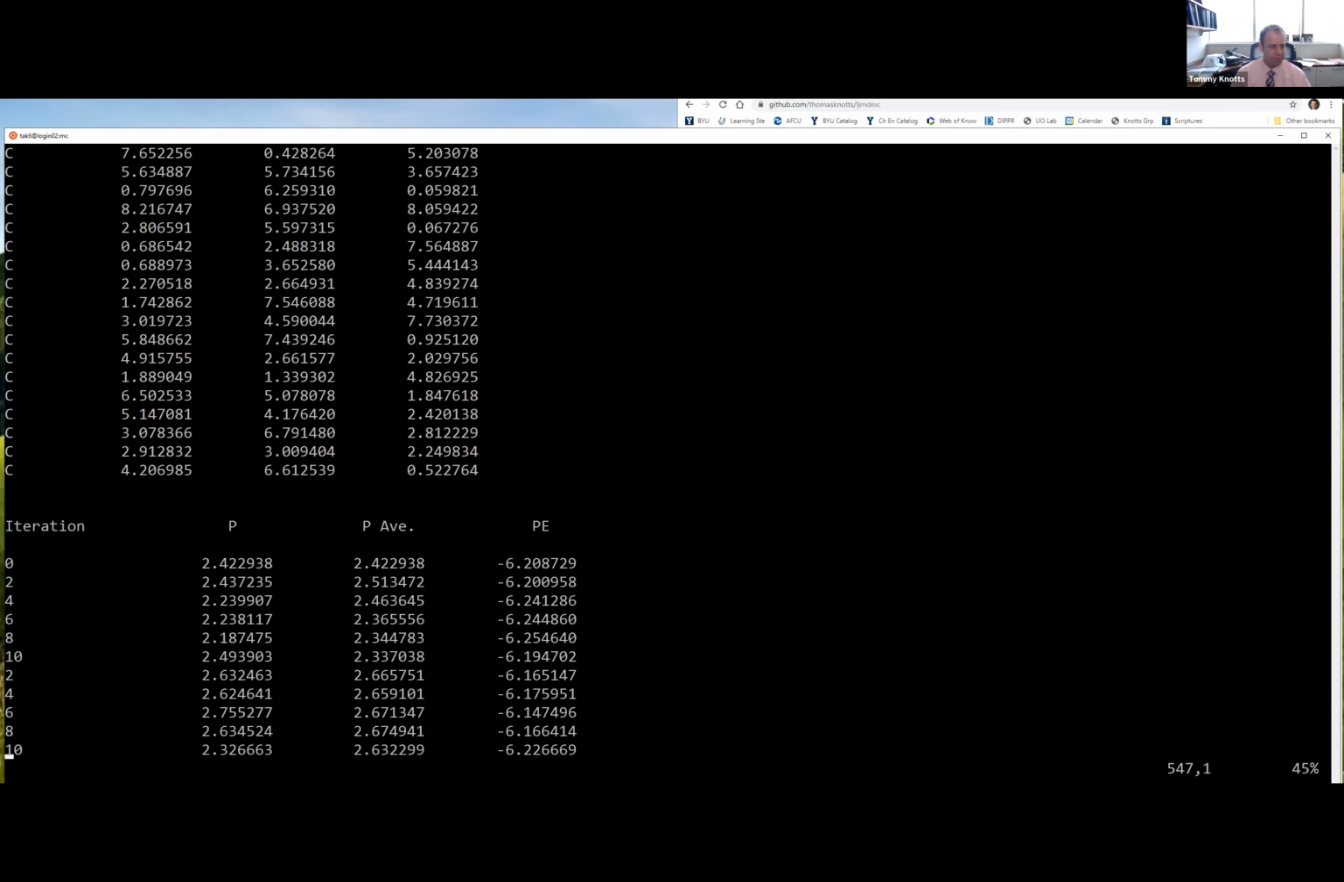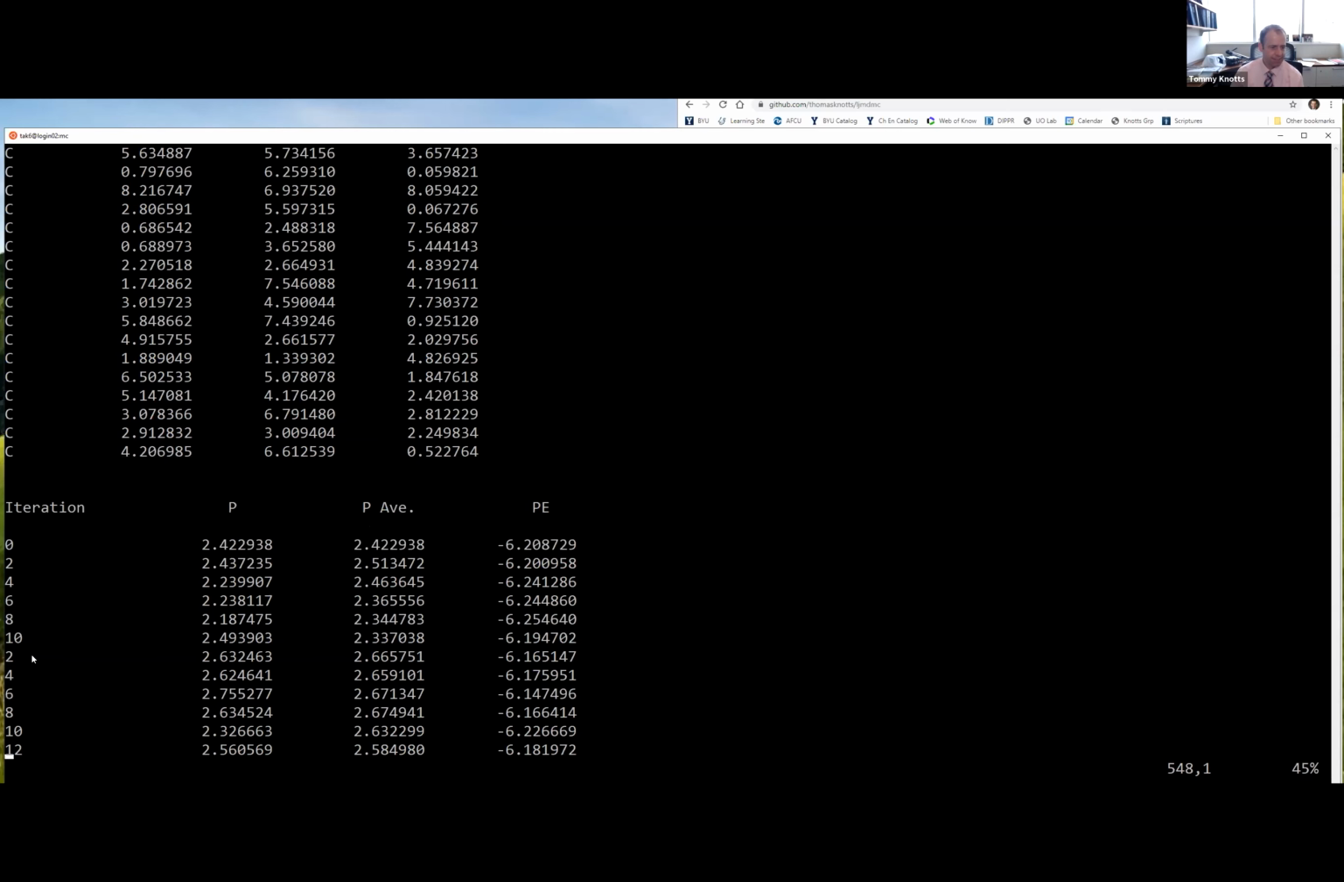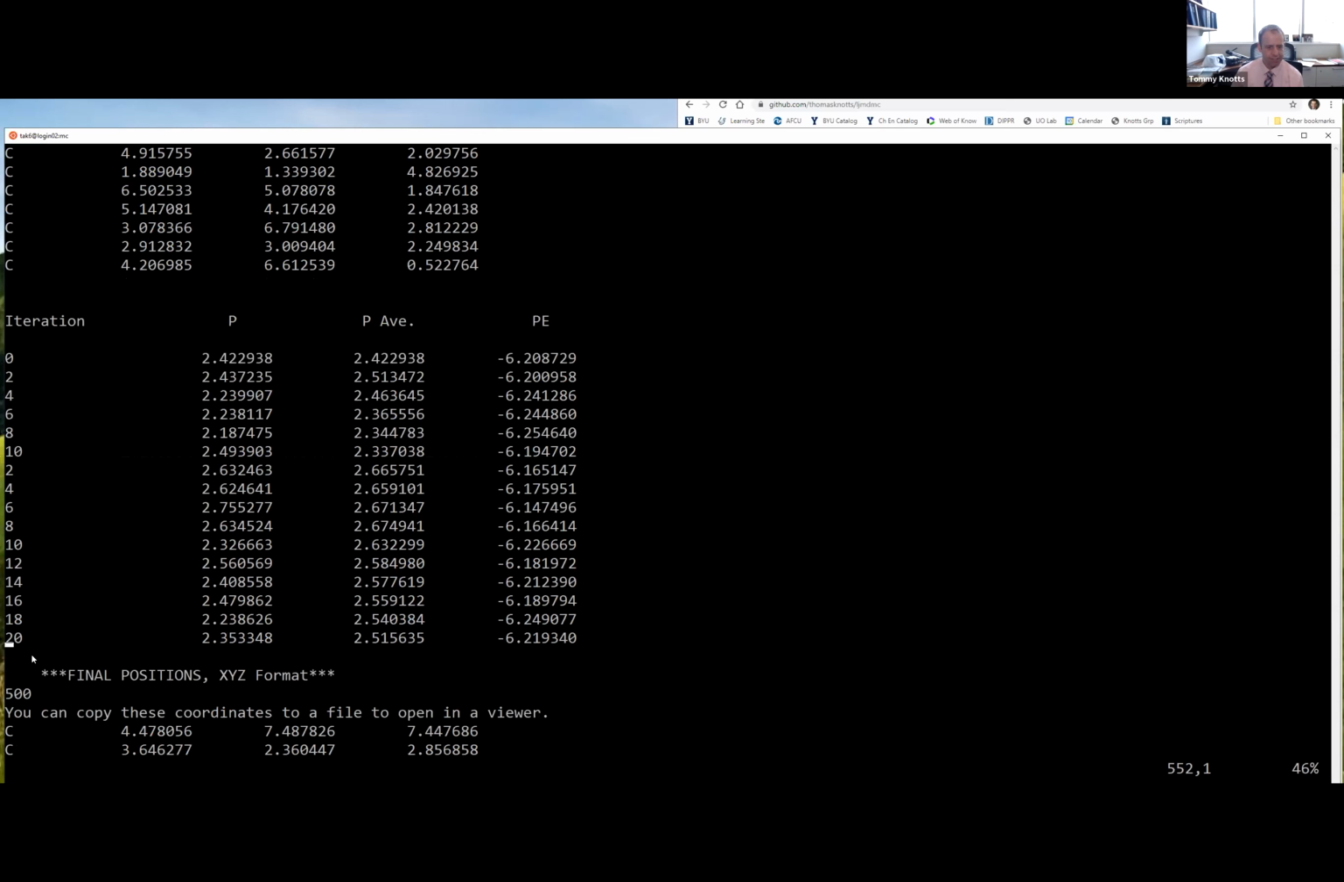And then it gives me every iteration. It gives me what the pressure is, what the average pressure is. Those two numbers are the same because it started at 0. What the potential energy is. And then you can see I went through 10 equilibration iterations and then it reset and went through 20 production iterations. This is the type of data that I'm going to care about later if I wanted to graph it and see how it's happening as a function of time.